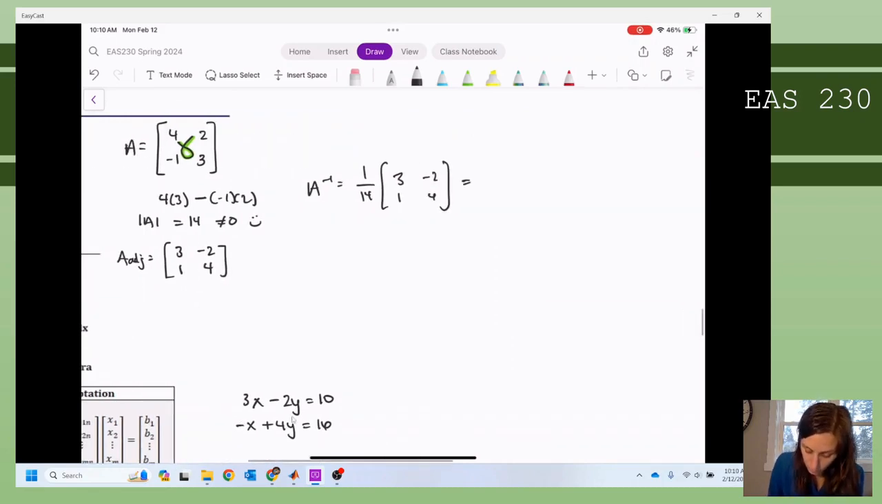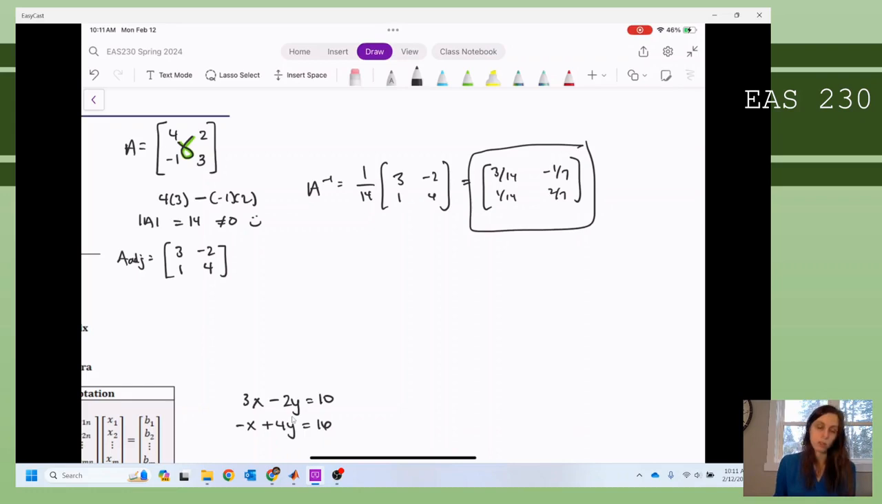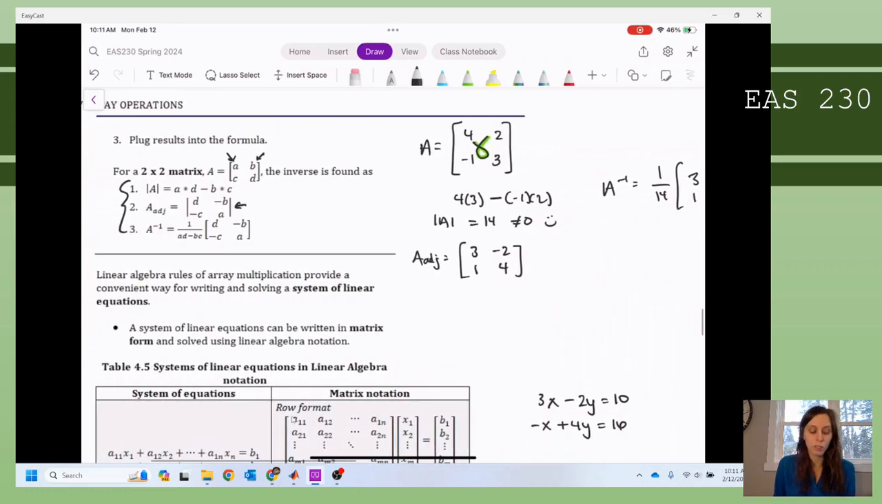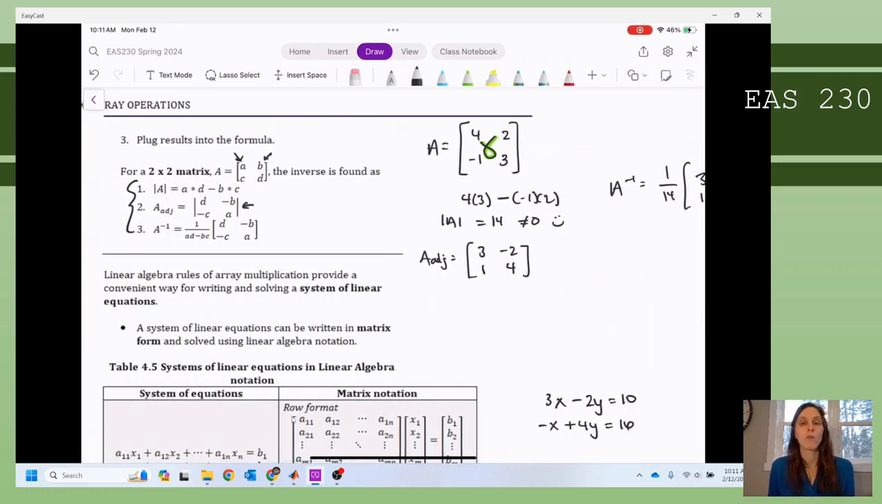I can write this multiplying that scalar multiplication. So 3 over 14, negative 1/7, 1 over 14, and 2/7. And there's my answer. There's A inverse. So I can do it for 2x2s because it's relatively easy, straightforward. For 3x3s and bigger, we're going to have to wait until later on in the semester.